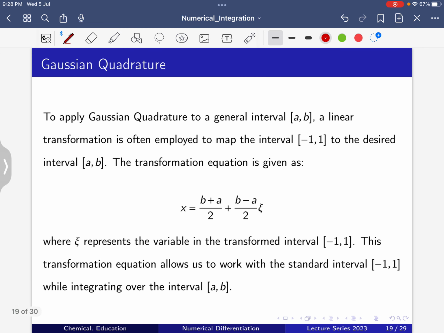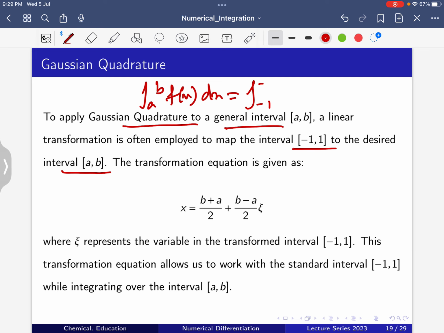To apply Gaussian quadrature to a general interval a to b, a linear transformation is often employed to map the interval -1 to 1 to the desired interval a to b. Suppose the interval is given as the integral from a to b of f(x) dx. To apply Gauss quadrature, we have to transform it to the interval -1 to 1. That transformation is required, and then we can do the Gauss quadrature. Now how do you map that?